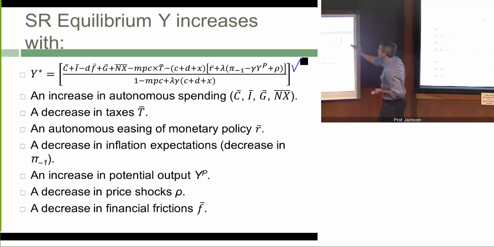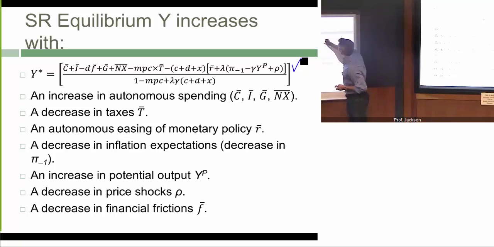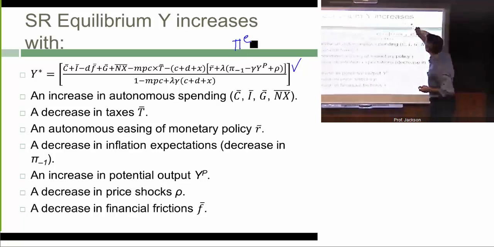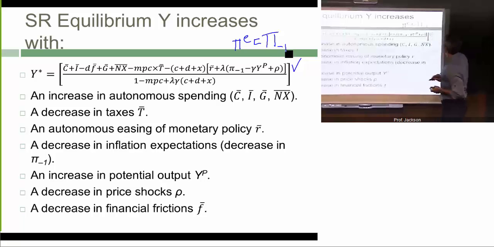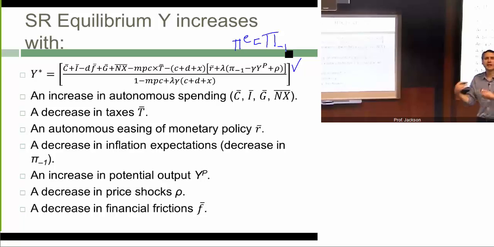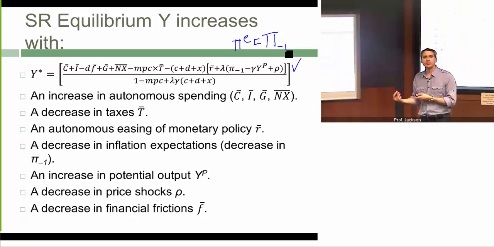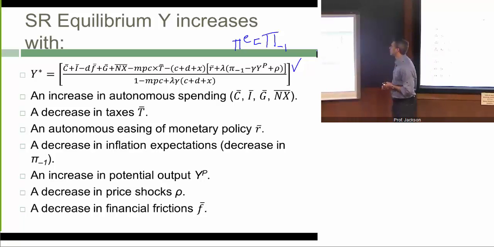Now, I should mention one thing too here. We're assuming this basic form of inflation expectations where we're assuming that price and wage setters form inflation expectations based upon what they believe inflation was last period. So that's what that subscript -1 means, okay? So we're assuming this adaptive inflation expectations framework.